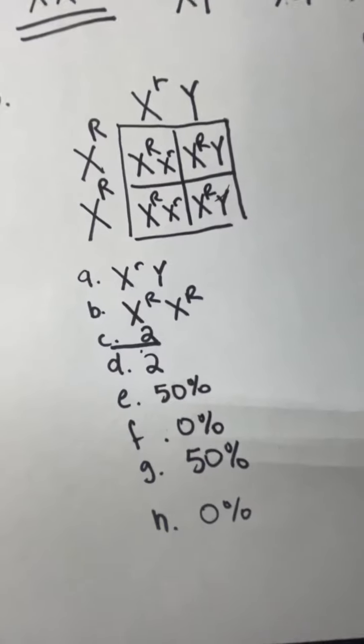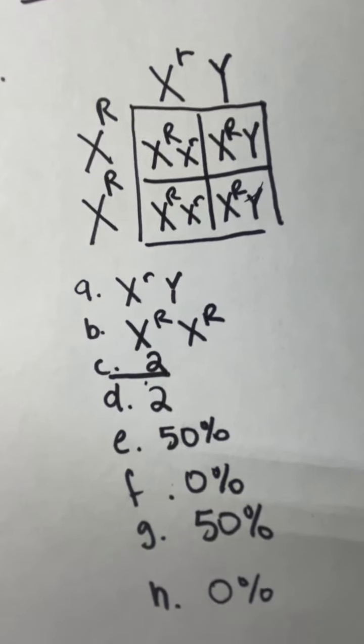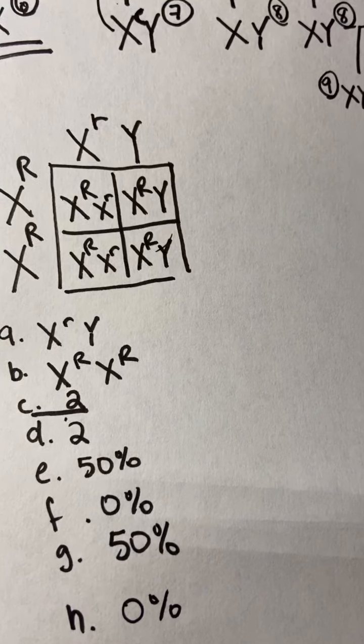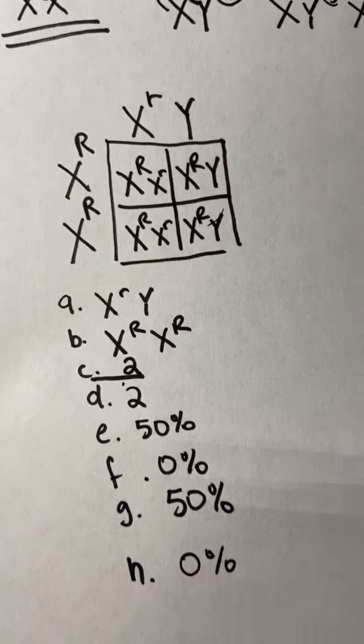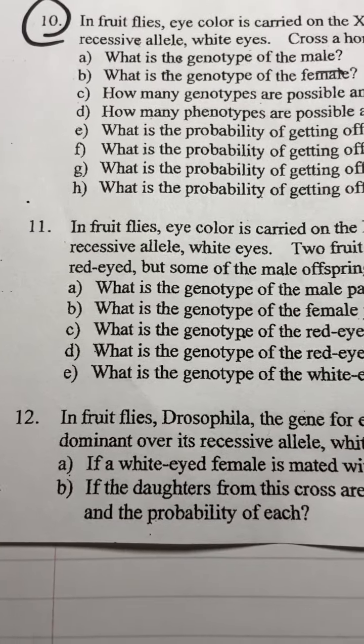And so that's how we do a Punnett square using eye color in fruit flies. Don't let those overwhelm you. If you have any questions, just let me know, but just give it your best. Questions 11, 12, use the same method in doing those Punnett squares.